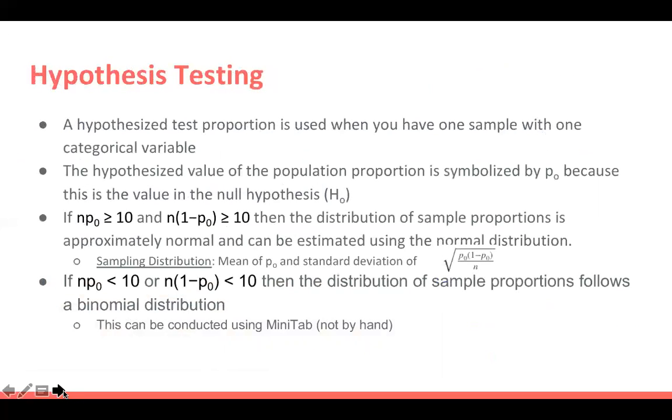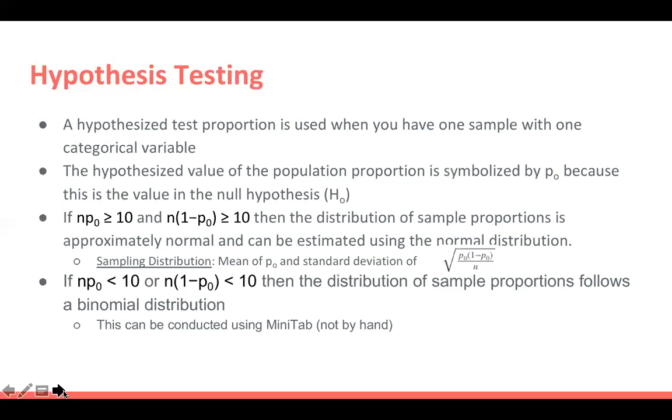Okay, so moving on to hypothesis testing, we just did confidence intervals before, but the hypothesis test for a proportion is used when you have one sample with one categorical variable. The hypothesized value of the population proportion is symbolized by p sub 0 because this is the value in the null hypothesis. So again, we want to check that we have 10 successes and 10 failures in our sample.